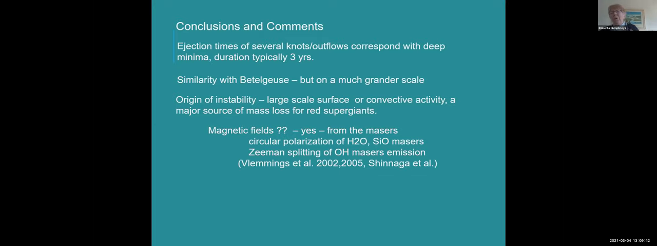And of course, one of the questions people always ask is, what about magnetic fields? The evidence is sort of circumstantial, but it comes from the maser observations. So there may be magnetic field activity associated with the surface activity.